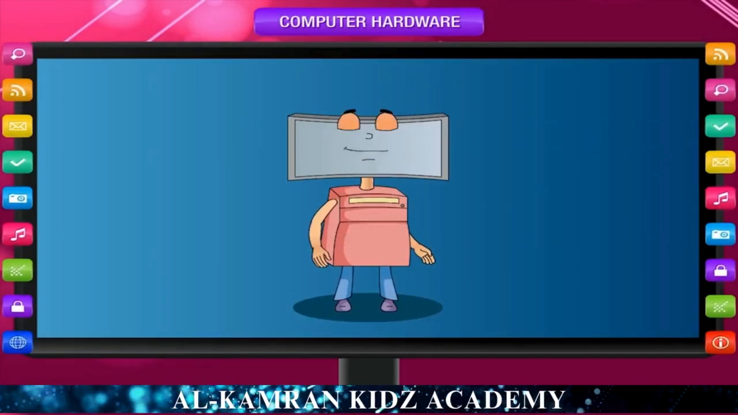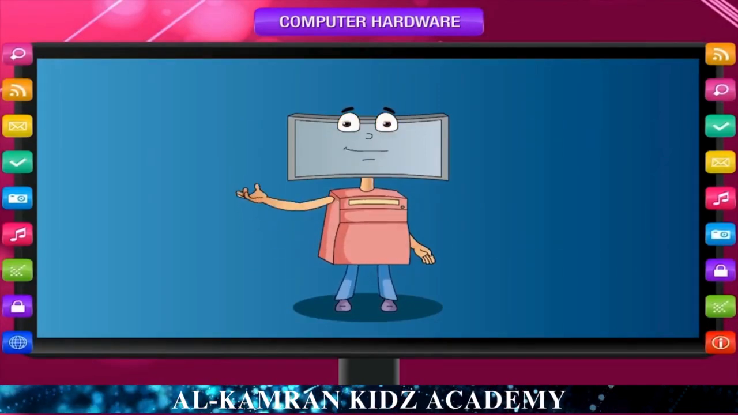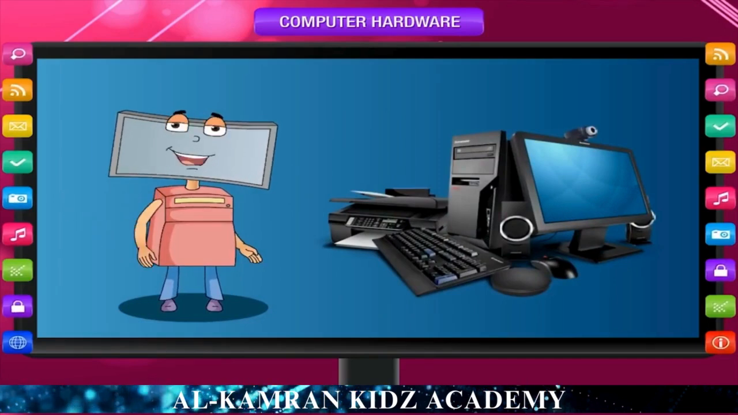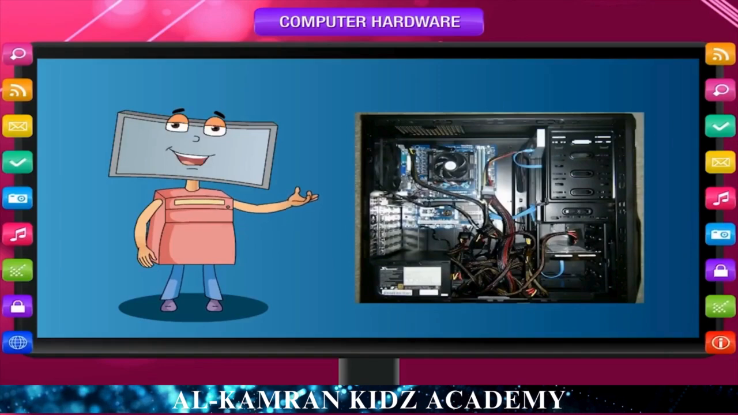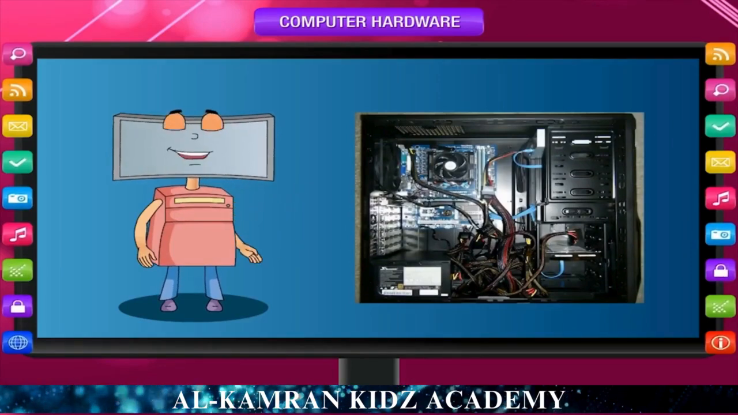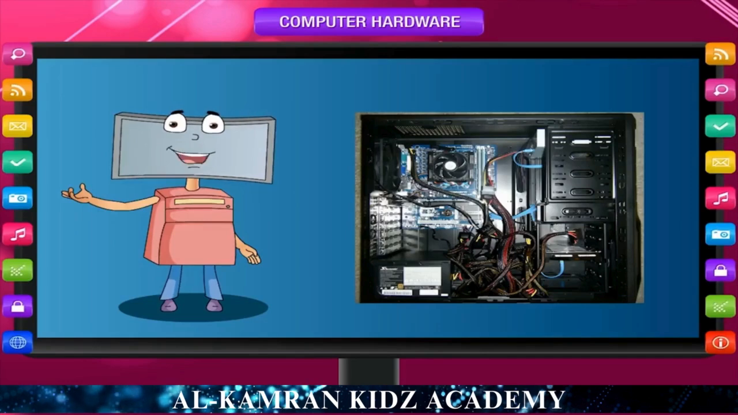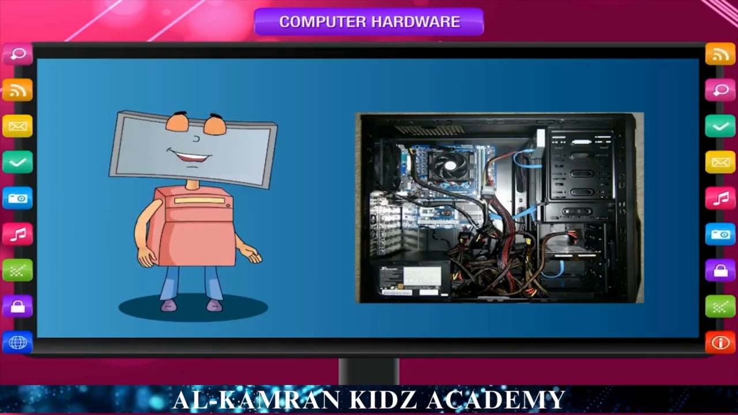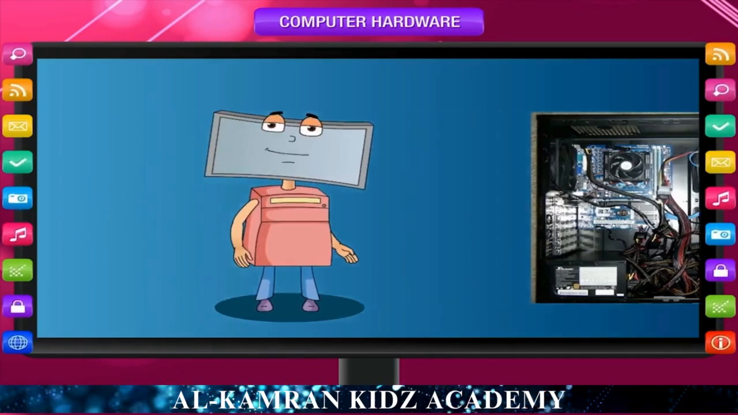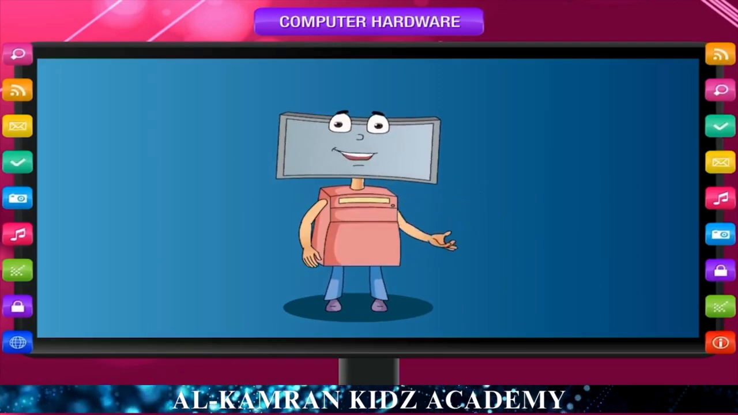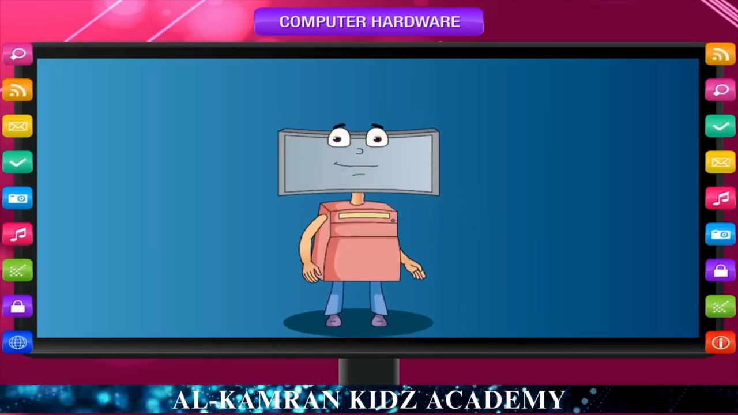The physical parts of the computer are called hardware. The hardware is any part of a computer that you can see and touch. There are many other parts of a computer. Some parts of a computer are inside the computer. You can see them only when you open the CPU cabinet. Some parts are outside and they can be easily seen and touched by hand.